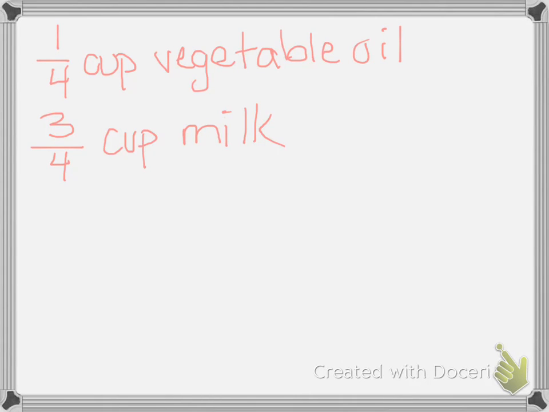Number 1 says Allison was making pancakes and she needed 1/4 cup of vegetable oil and 3/4 cup of milk. So it wants to know how many cups of liquid she needed total in all. So we have to add 1/4 plus 3/4.